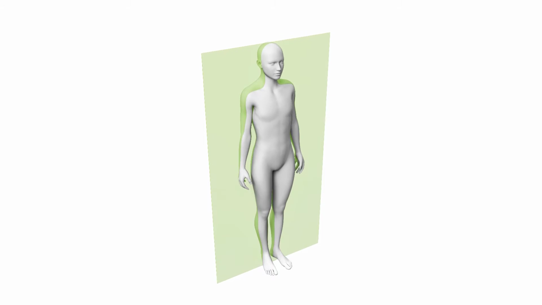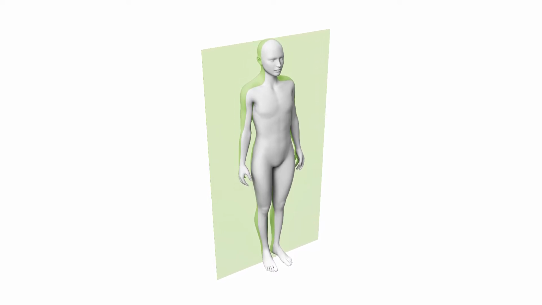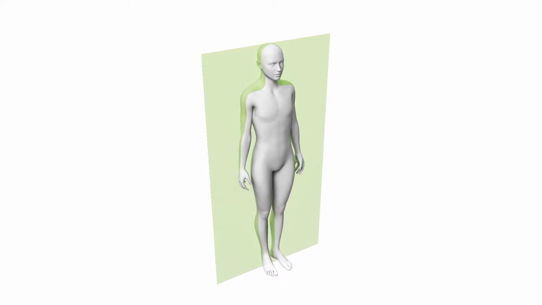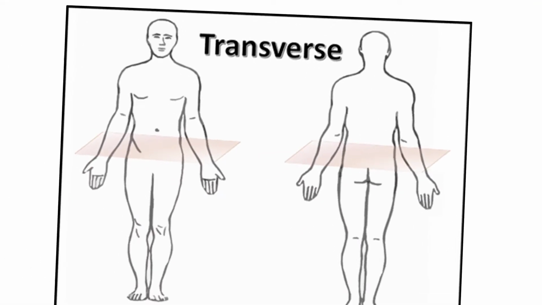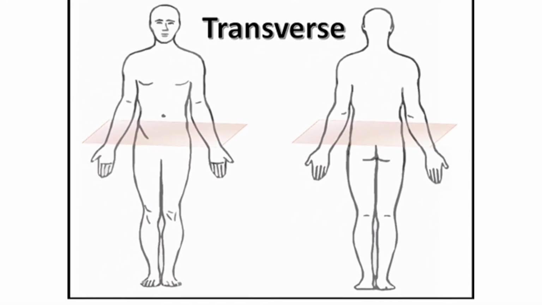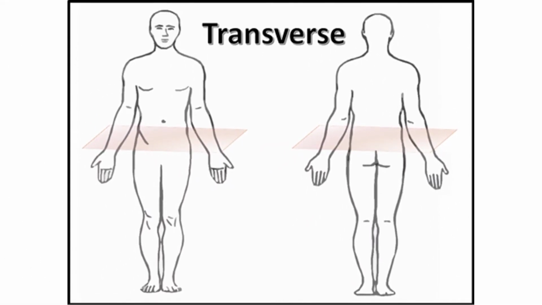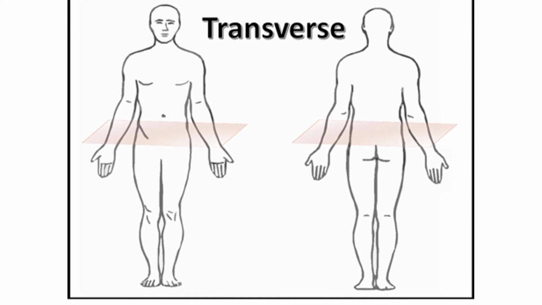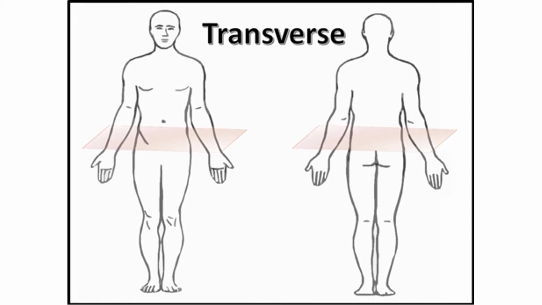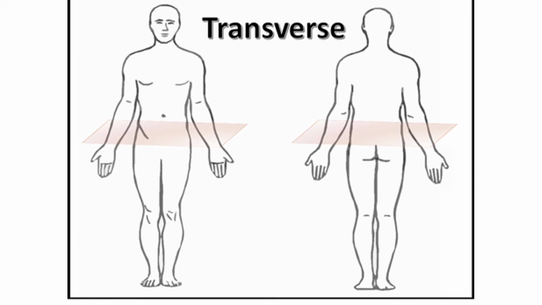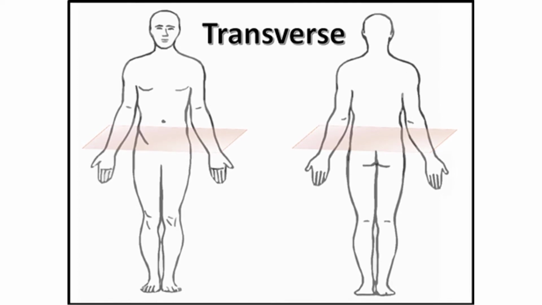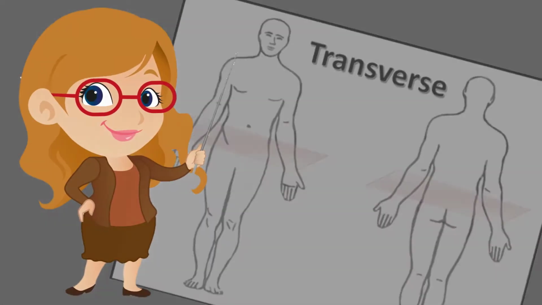The frontal plane is the plane that divides the body or an organ into an anterior or front portion and a posterior or rear portion. The frontal plane is often referred to as a coronal plane. The transverse plane is the plane that divides the body or an organ horizontally into upper and lower portions. Transverse planes produce images often referred to as cross-sections.